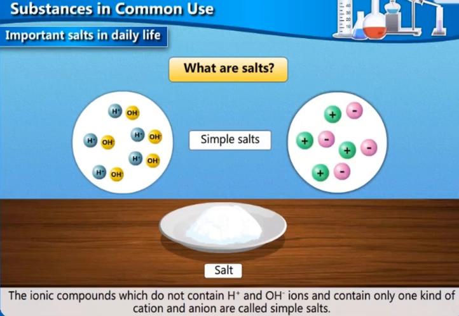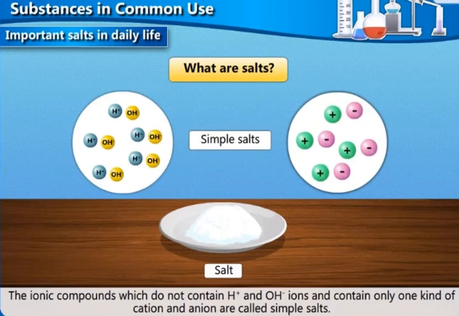Why are these salts compounds which do not contain OH minus ions? What are OH minus ions? OH minus ions are the hydroxide ions. Which substances contain hydroxide ions as an anion, or the negative ion? They are bases. So bases contain hydroxide ions, or OH minus ions, as a negative ion, or anion.